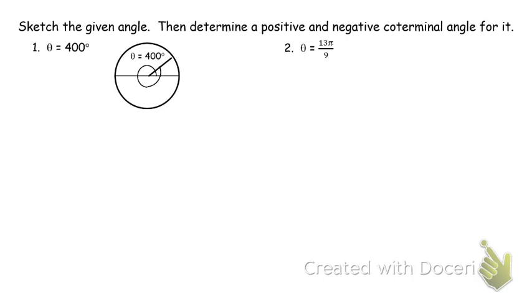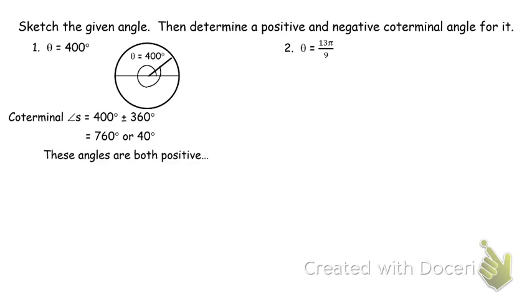To find the coterminal angles, we can add or subtract 360 degrees. Now if we add 360 degrees, we get 760 degrees. And if we subtract 360, we get 400 minus 360, which is also positive. It's positive 40 degrees. And we haven't met the directions yet. We haven't found a negative coterminal angle. Instead, we found two angles that are both positive.